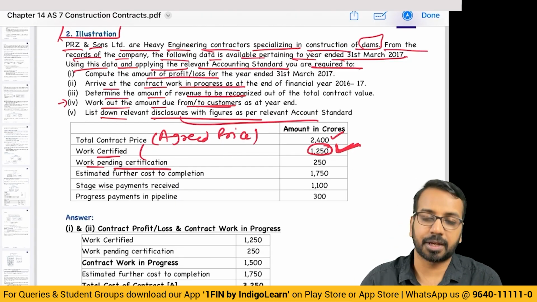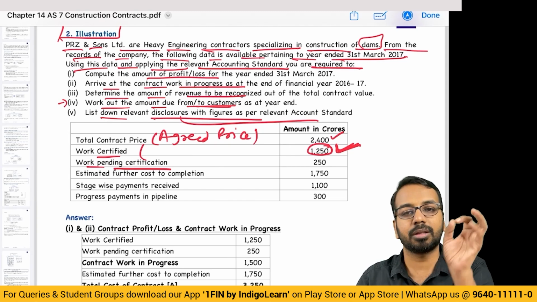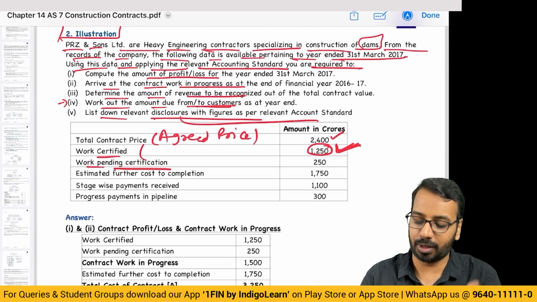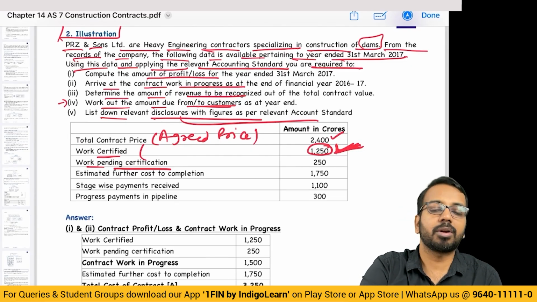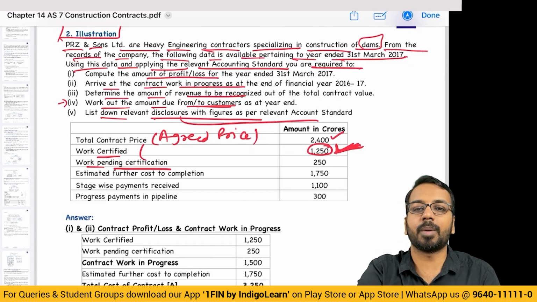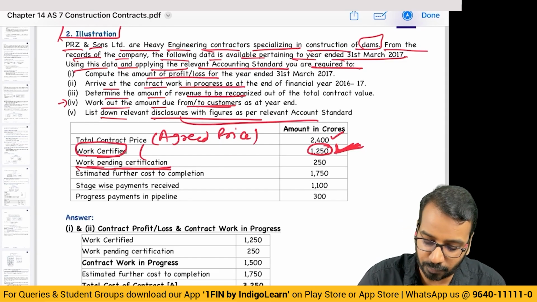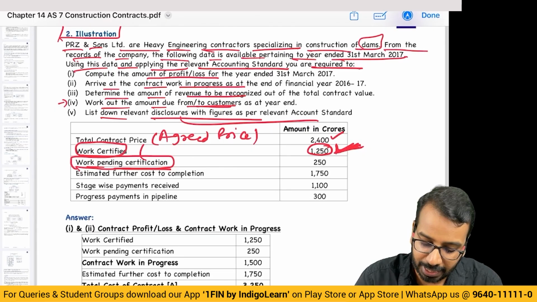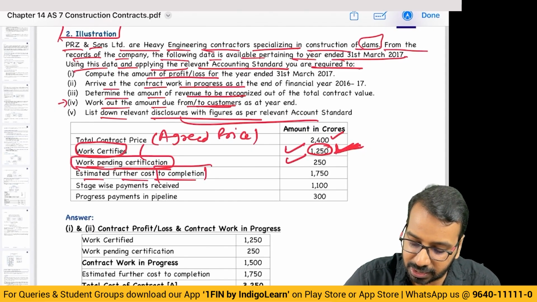Work pending certification. This means I have incurred some expenditure, but the engineer or the authorized person or the responsible person has not certified the work. So when I say work certified, it basically means that whatever cost I have incurred, there is a third party which has come and said this much of work has been certified, this much of work is not yet certified, it will be certified in the subsequent period. Estimated further cost to completion. So this is incurred, and this is future cost.